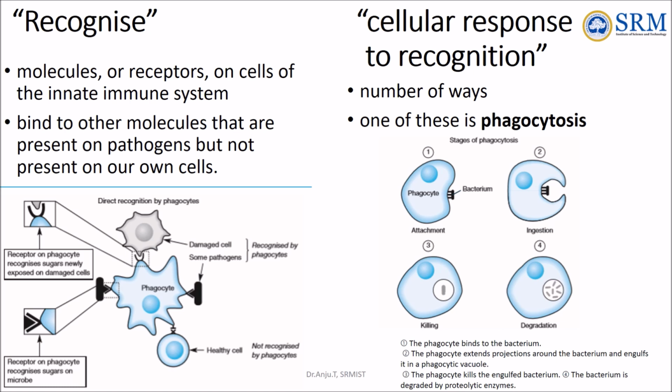What is this phagocytosis? Here the phagocytic cell, once it recognizes a foreign pathogen, binds to it and extends the membrane projection around the bacterium and engulfs it. And inside the phagocytic cell, by strong hydrolytic enzymes, the engulfed bacteria is killed and degraded. So this entire process is called phagocytosis.